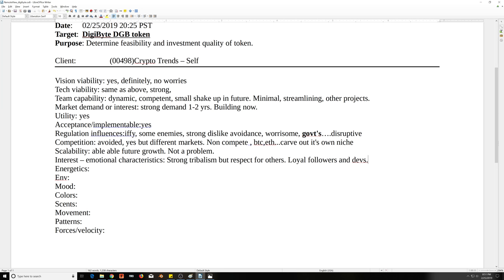Okay, strong tribalism. Okay, yeah. Big emotions around this one. Big emotions. Strong following. Energetics.